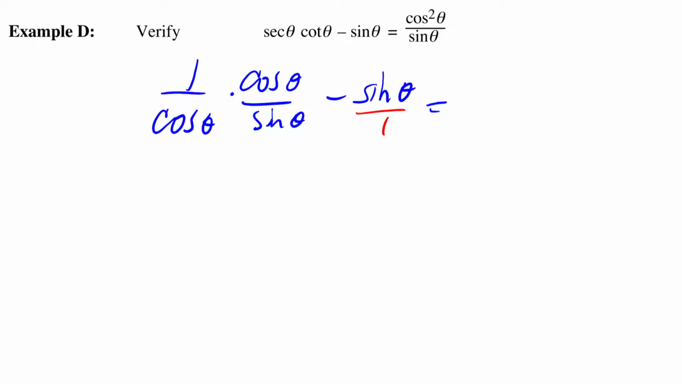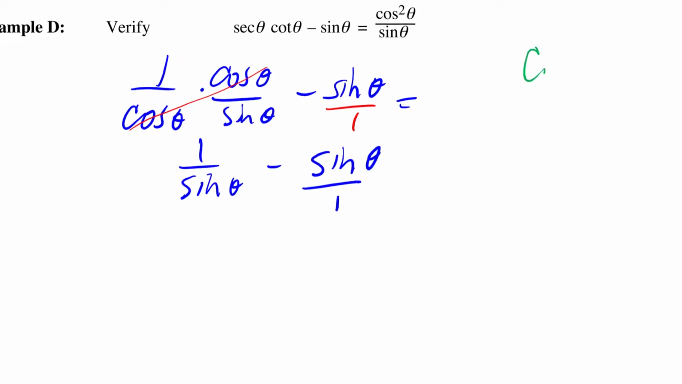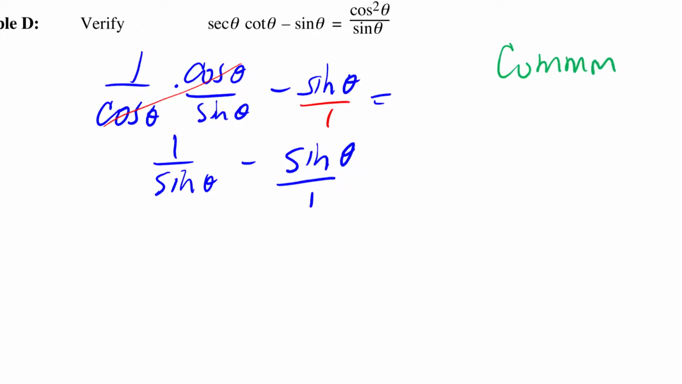And when we go to simplify this, in the first pair of fractions, cosine theta can divide out. We get 1 over sine theta minus sine theta. The question is, should we get a common denominator here? That's right. And the common denominator, I think you can see it already, is sine theta. So we need to make the second fraction have that denominator by multiplying it by sine theta over sine theta.